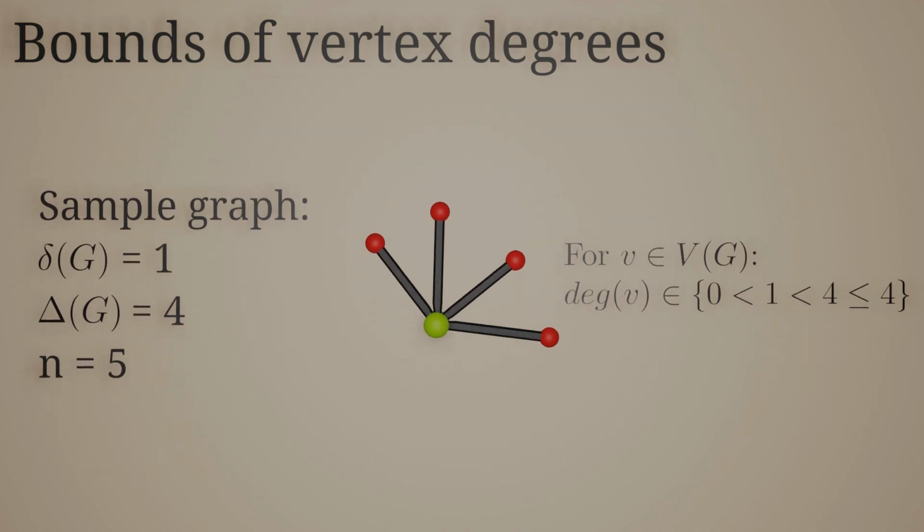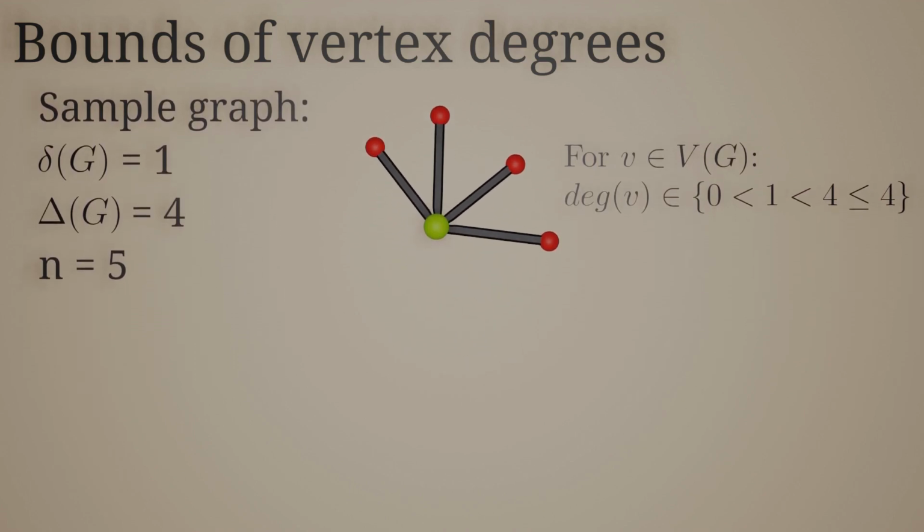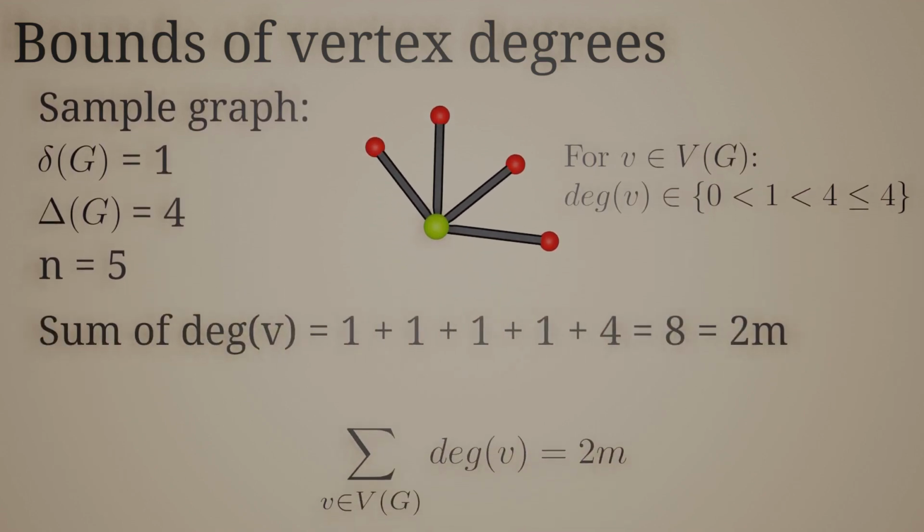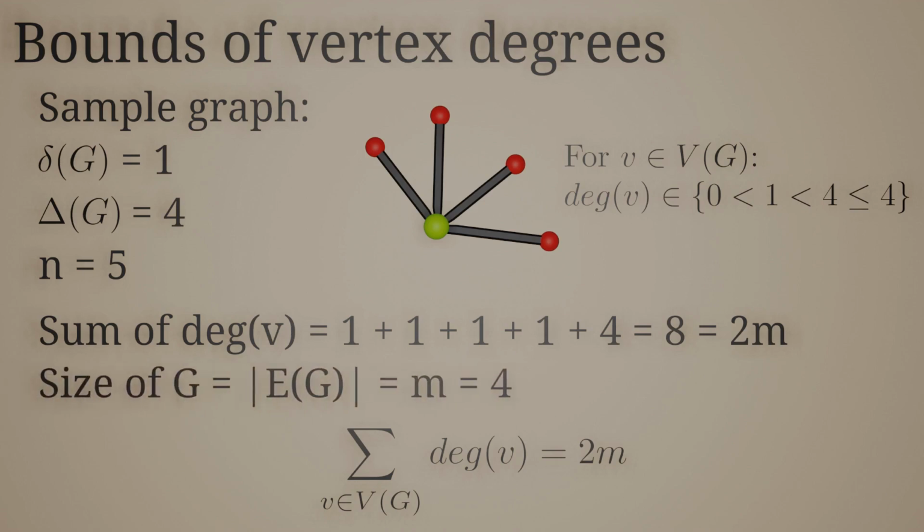Notice that the sum of degrees is 2 times the size of the graph. Remember that the size of the graph is the number of edges in the graph. This isn't a coincidence actually. It leads us to our first major theorem of graph theory, aptly known as the first theorem of graph theory.